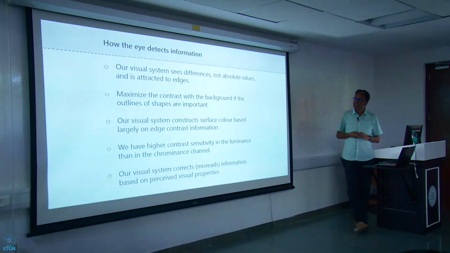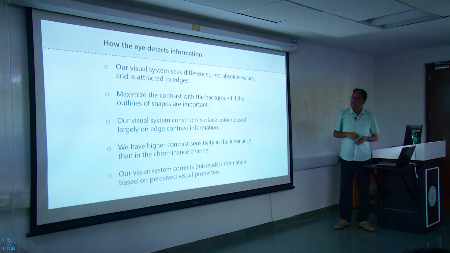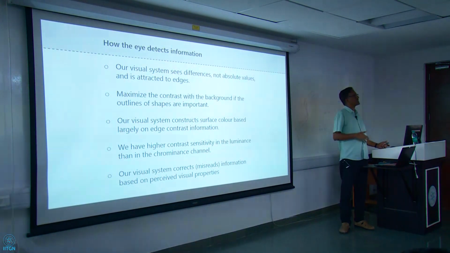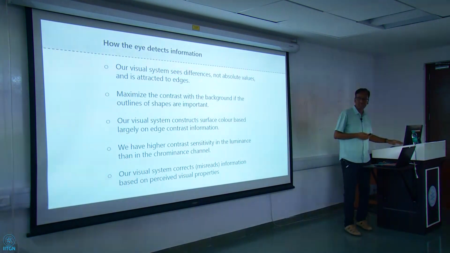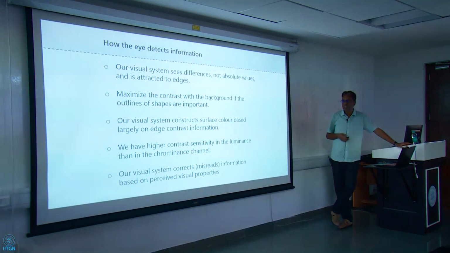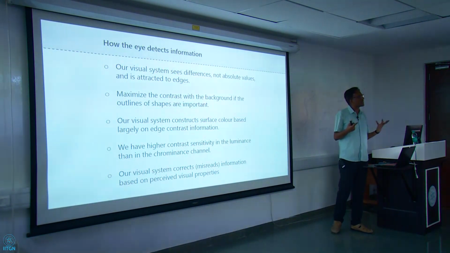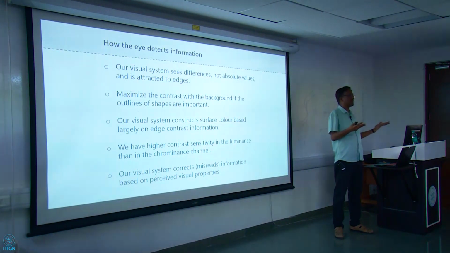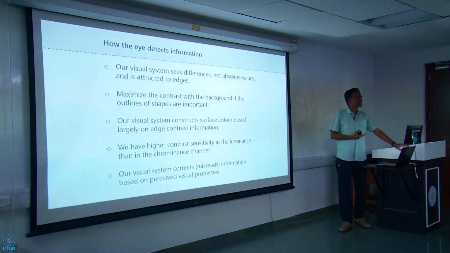So how the eye detects information: the visual system sees differences, not absolute values. Okay, so this will become very critical in the design of visualization. And it is attracted towards the edges. Okay? So the information resides in the edges and not in continuous surfaces. So, for example, an implication would be to maximize the contrast with the background if outlines of shapes are important. The visual system constructs surface color based largely on edge contrast information. So a lot of times what we see as a particular color is not actually the color, because it interacts with the environment, the background, the adjoining colors and so on. So we have to be very careful and understand colors and color interaction very well before we use them in our visualizations.